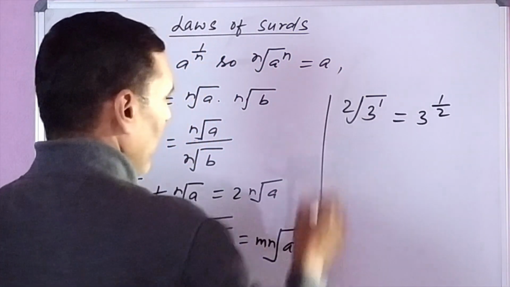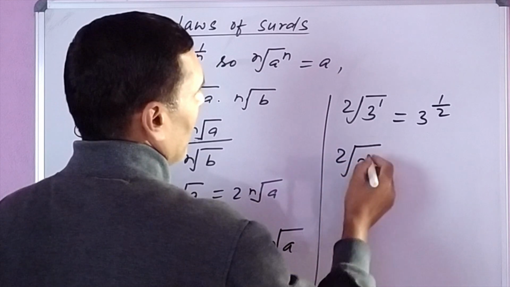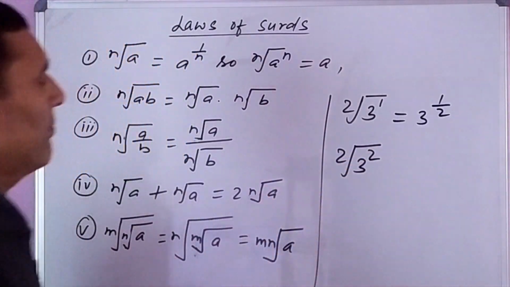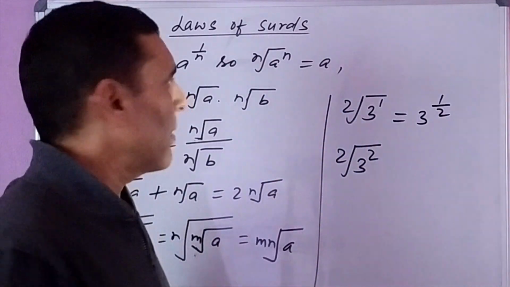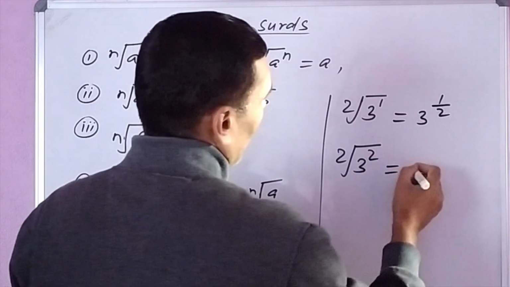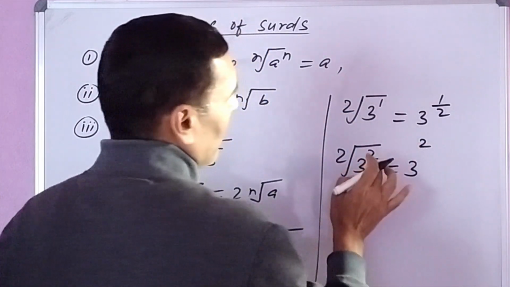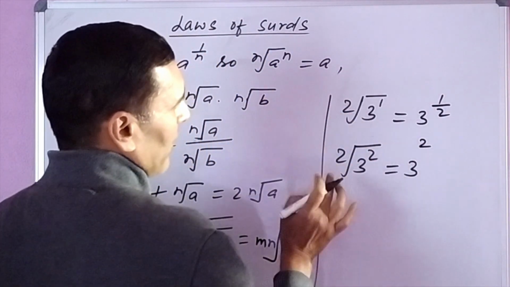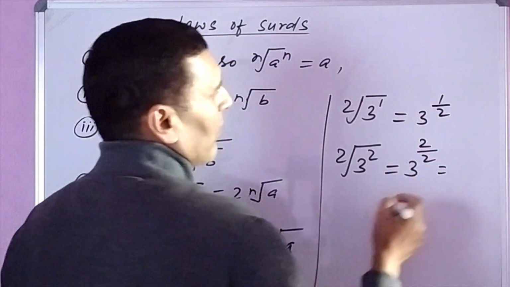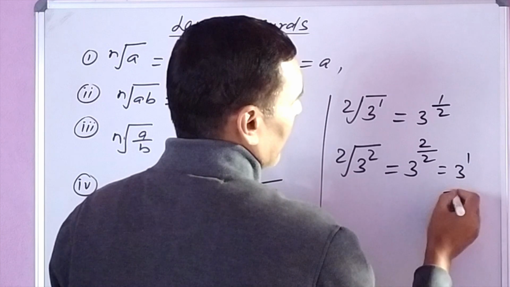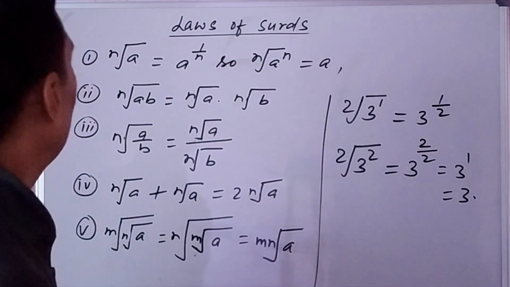With this rule, if the order and the power of the radicand are equal, well, removing this root, the power of the radicand 3 is divided by the order of the root, 2 upon 2, that is 3 to the power 1, it is simply 3 only. The first rule suggests the same thing.